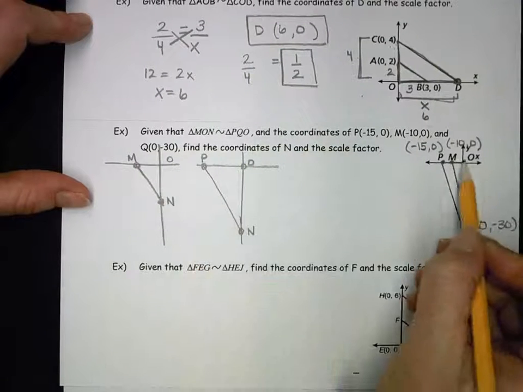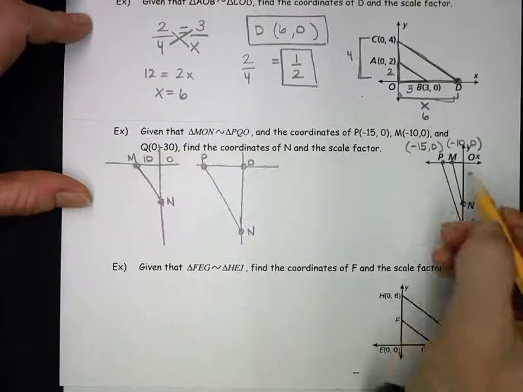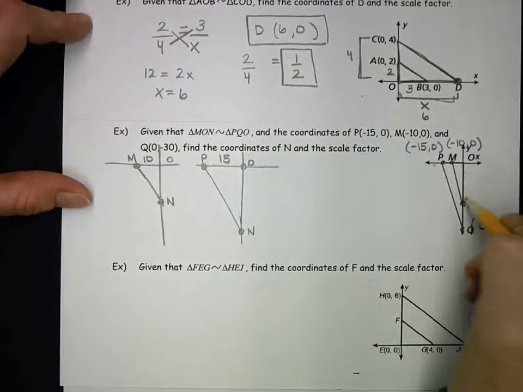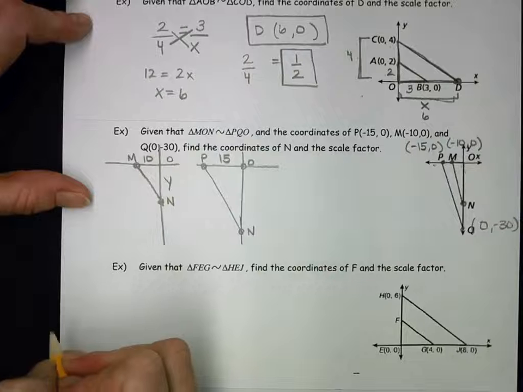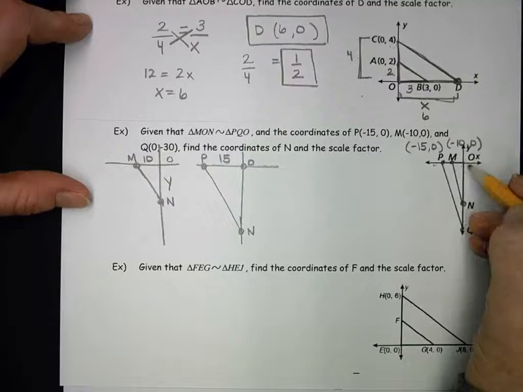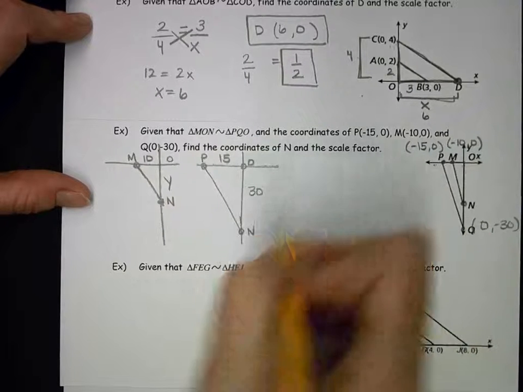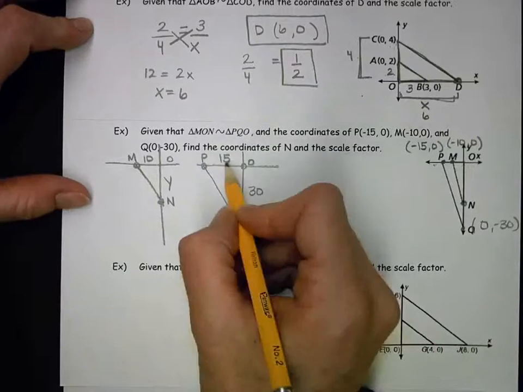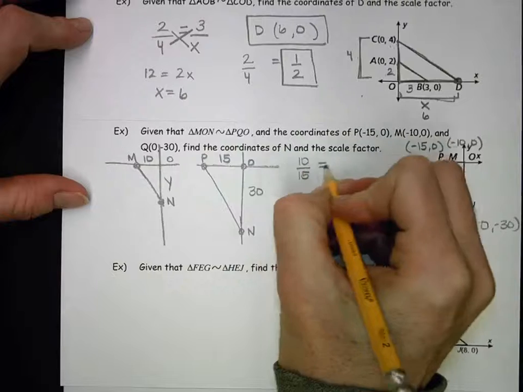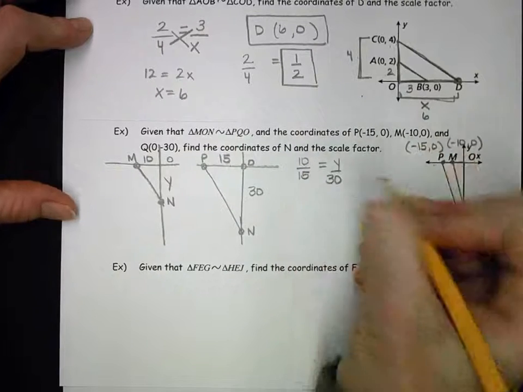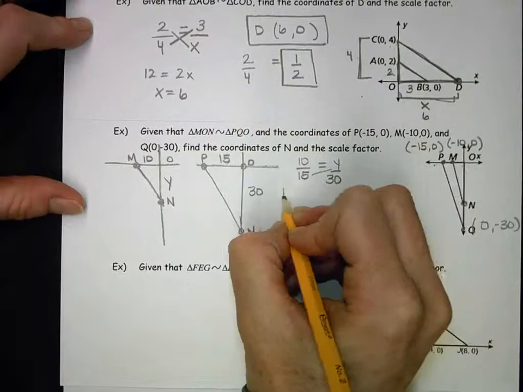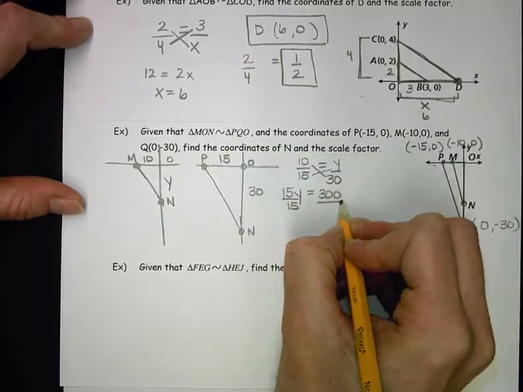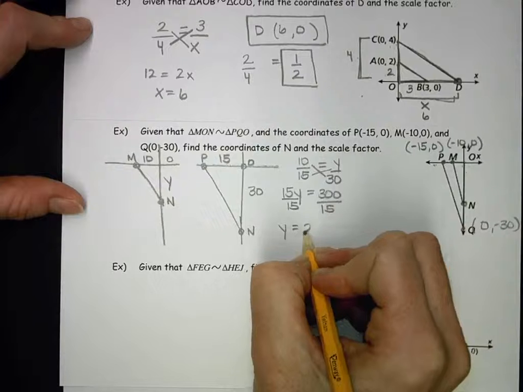From O to M it was 10. From O to P it was 15. From O to N we don't know. I'm going to call that Y because it's along my Y axis this time. And from O to Q it was 30. So from this situation we are going to first set up a proportion. 10 over 15 equals Y over 30. If you cross multiply, 15Y equals 300. Divide by 15. Y is going to be 20.